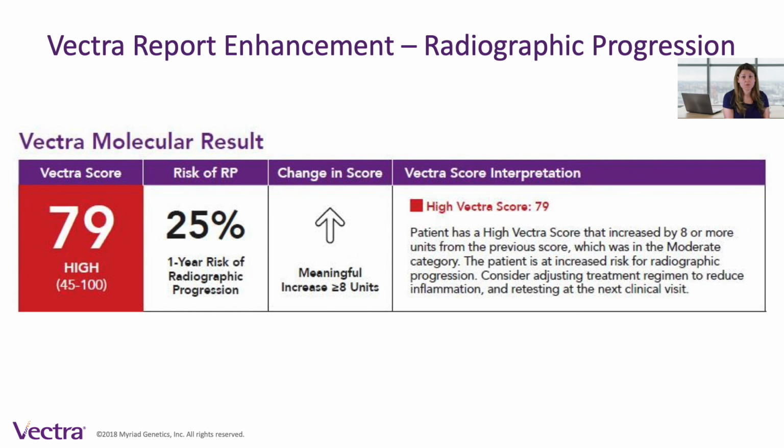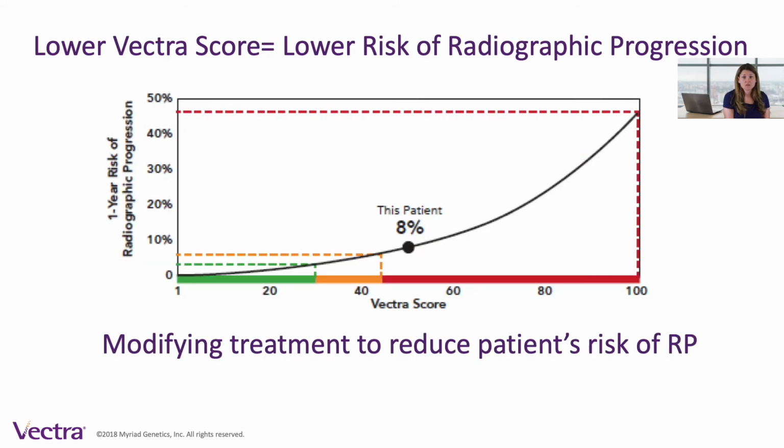This section provides a more detailed explanation of the score, disease activity category, risk of radiographic progression, and considerations for the patient's treatment plan. Also included on the report is the radiographic progression grid, which shows the patient's risk of progressing radiographically within the next year.